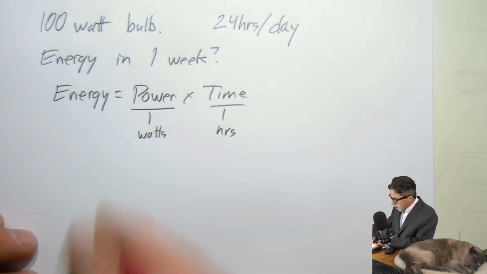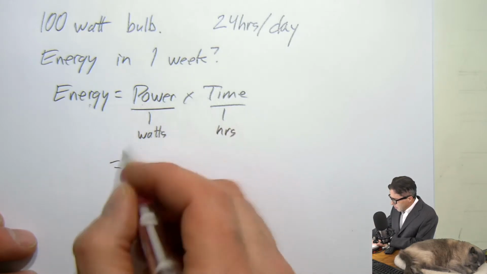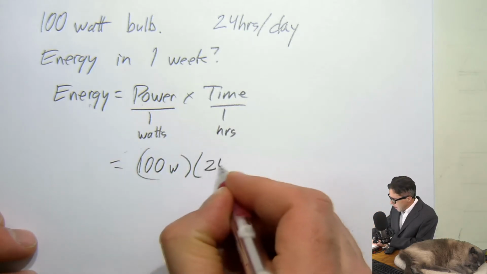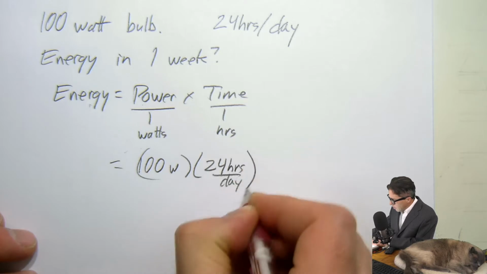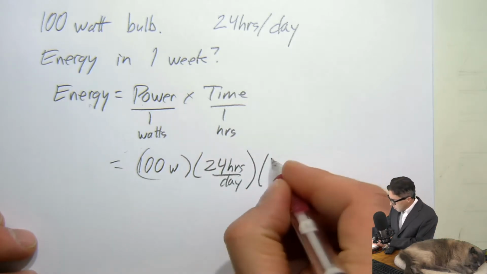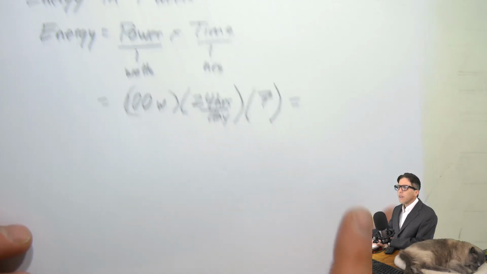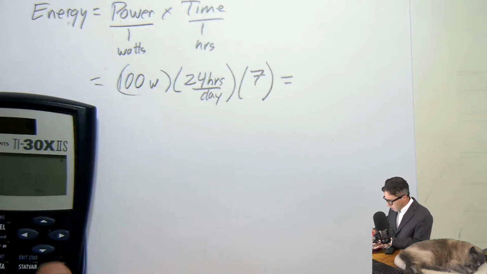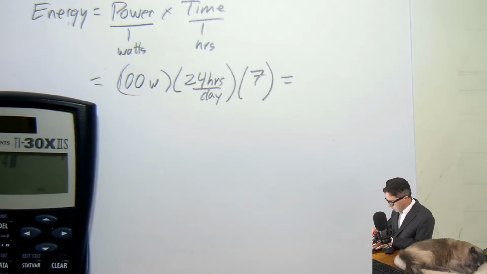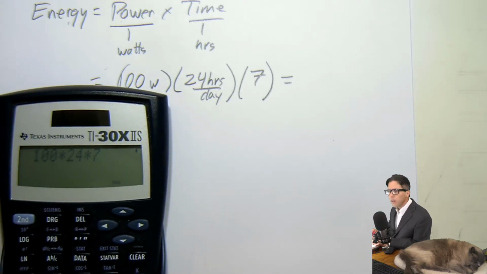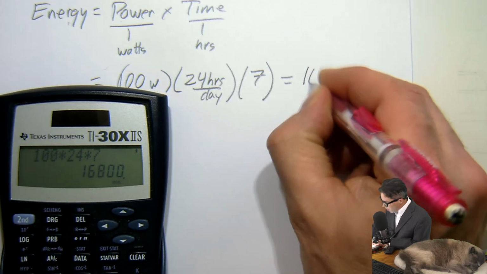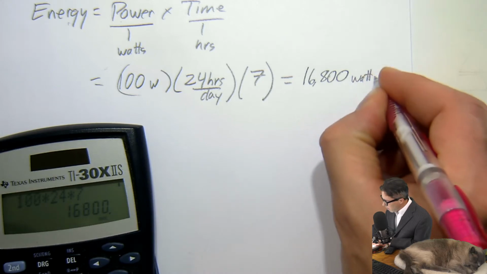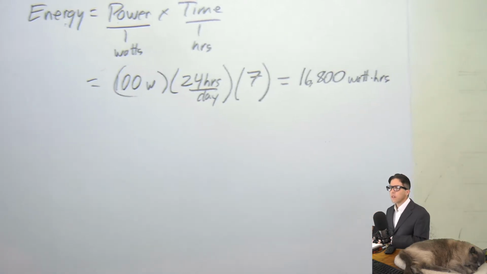So in this case, my energy is, so energy is power times time. Power is 100 watts. Okay, so what's my time going to be? Well, it's on 24 hours a day, but it's on for a week, right? So there's 7 days in a week, so I multiply that by 7. Okay, so I've got 100 watts times 24 times 7. So let me do that real quick. 100 times 24 times 7 equals 16,800. Now my units are watt hours. Okay, 16,800 watt hours.